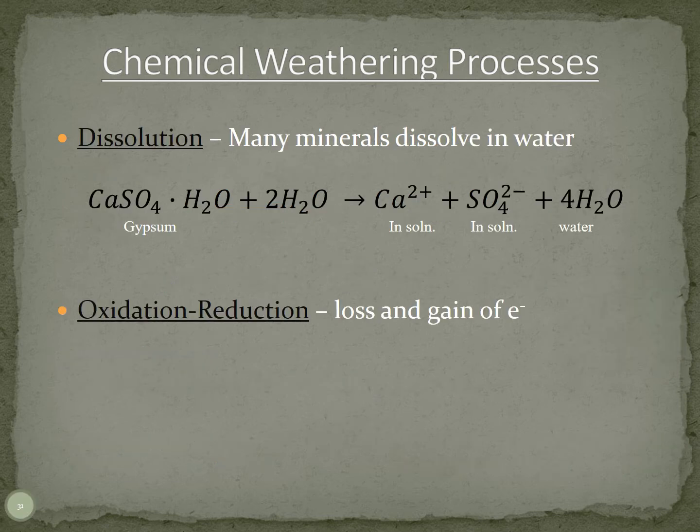Chemical weathering processes include dissolution, where many minerals dissolve in water. Gypsum is an example of one of those. And so when you put it in water, it dissolves into its individual parts and releases calcium and sulfur compounds into the water, which is great for plants, by the way, because they love these things.